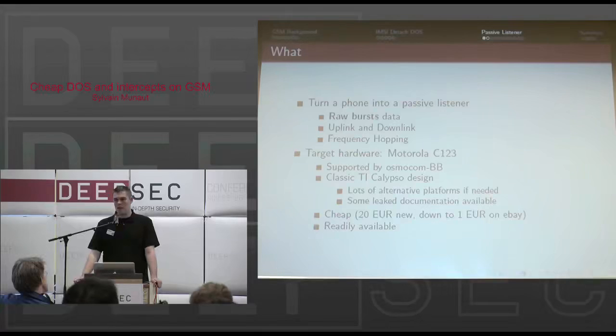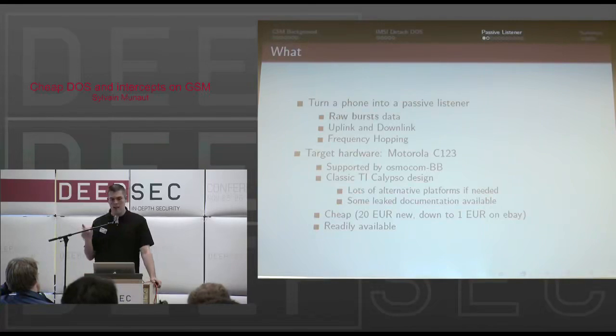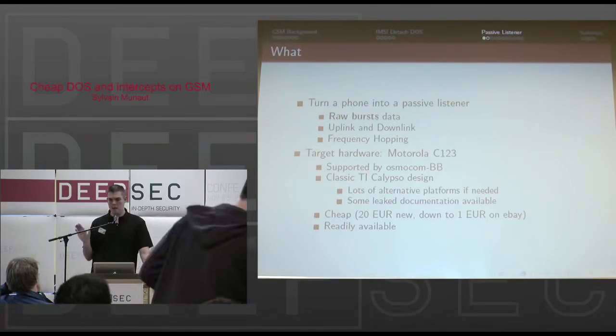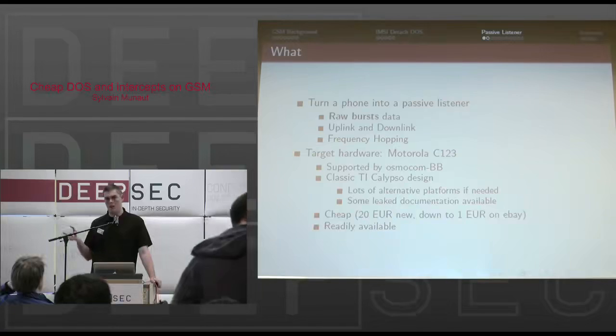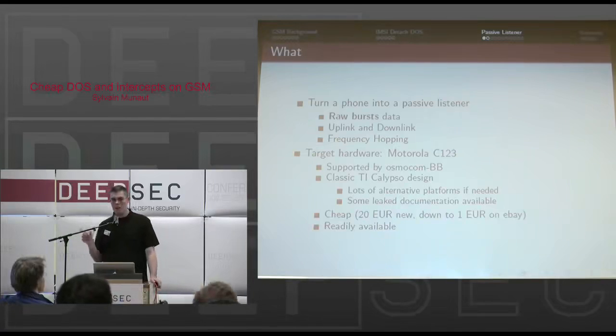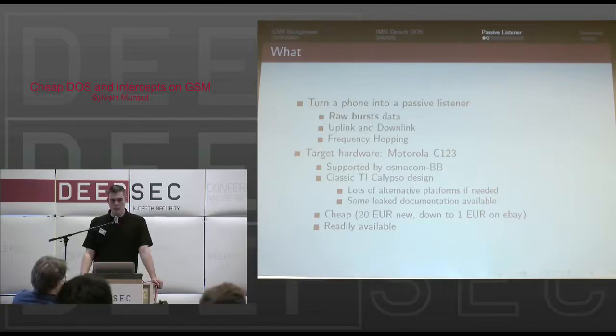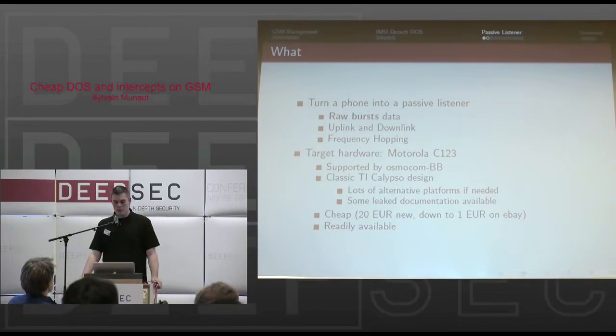That is, as you saw in the beginning, there were 4 types of bursts. I want the normal burst, and I want those bits exactly, not pre-processed or anything, because if you want to crack A5 or do other things, you really need that raw data. Preferably, I'd like uplink and downlink, because, well, it's better. And frequency hopping support, of course, because this is really used on real networks. So you definitely want support for it.